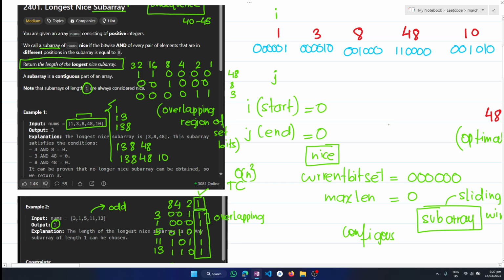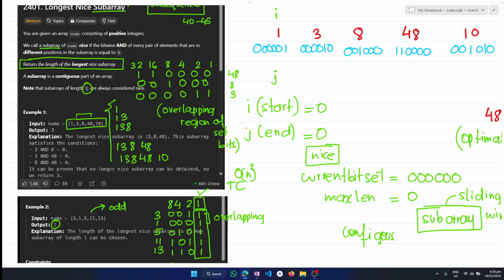So the critical part, the actual hard part which we have to solve, is this: how can I make sure that inside a particular window, whatever numbers I have, they don't have an overlapping region of set bits? How can I see that? Let's have a look. Initially, the window is empty; I'm not talking about any number right now. So the current bit set is 0, 0, 0, 0, 0, and the current maximum length is also 0 because I haven't considered anything at all.